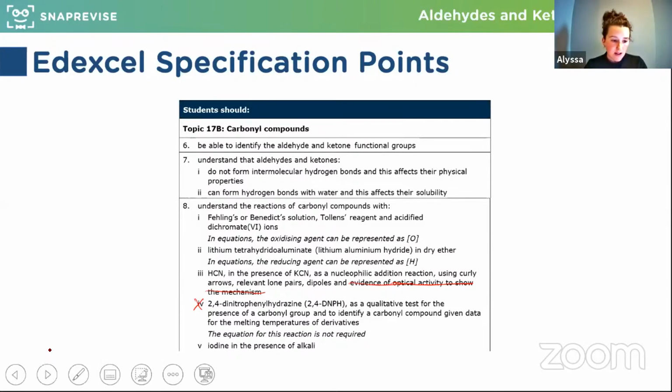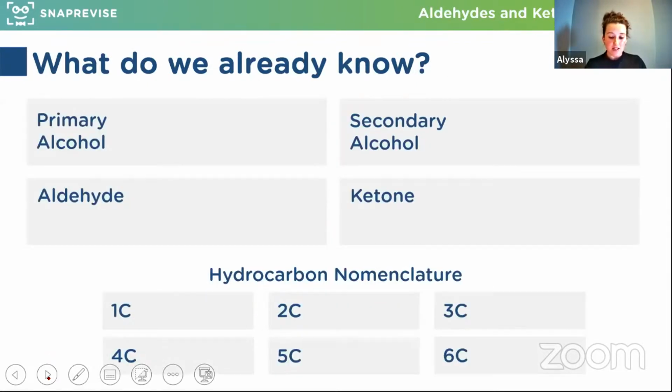Cool, lovely, fantastic. Okay, so what do we already know? This is stuff that hopefully we already know. What's a primary alcohol? What's a secondary alcohol? And how do we differentiate between them? And then what do we need to add to our primary alcohol or our secondary alcohol, what reagent or conditions do we need to get an aldehyde or a ketone? Anybody know?